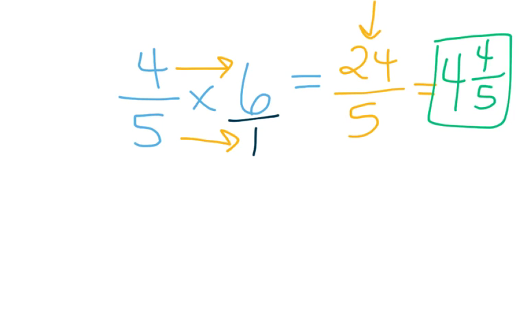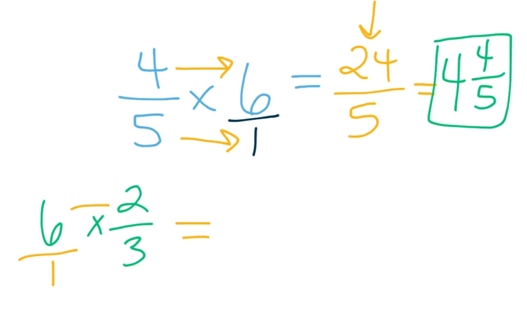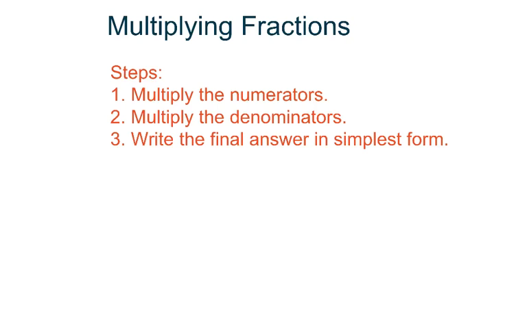So once again, when you're multiplying a fraction times a whole number or a whole number times a fraction, all you're going to do is write the whole number over 1 and then multiply straight across. So once again, our steps for multiplying fractions are multiply the numerators, then multiply the denominators, and then write the final answer in simplest form, whether that means you're actually simplifying or using division, or you're changing an improper fraction into a mixed number.